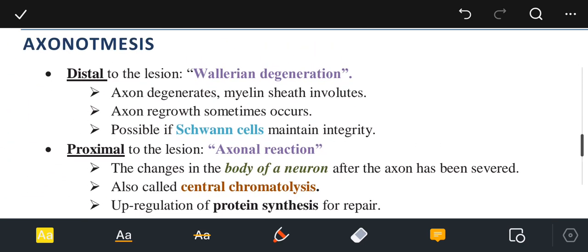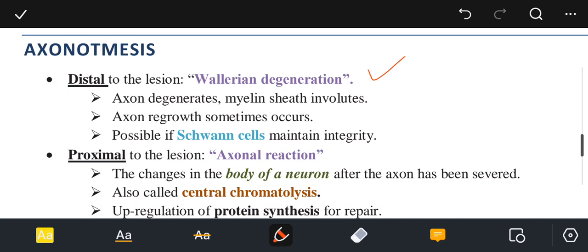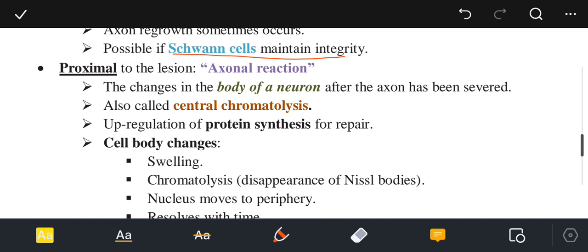Now, in axonotmesis, distal to the lesion, Wallerian degeneration will occur. The axon degenerates and the myelin sheath involutes. Axon regrowth sometimes occurs, possible if the Schwann cells maintain their integrity. Proximally, we see axonal reaction. These are the changes in the body of the neuron after the axon has been severed, also called central chromatolysis.